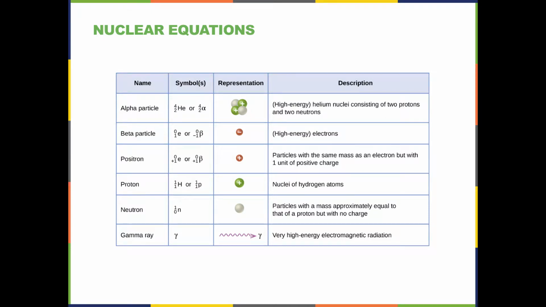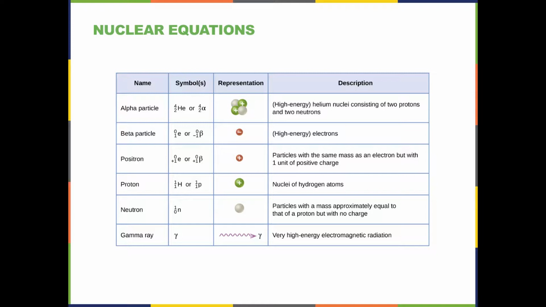Let's now talk about nuclear equations. In order to talk about nuclear equations, we first have to go over some of the various nuclear particles, some of which you've seen before and some of which you haven't seen before. You have seen the alpha particle, which is at the top of this table. The alpha particle is also seen as a helium nucleus.